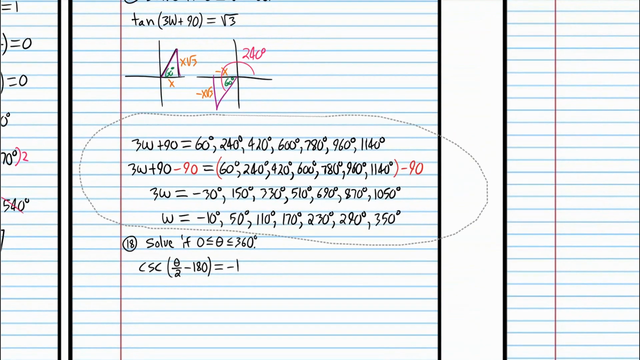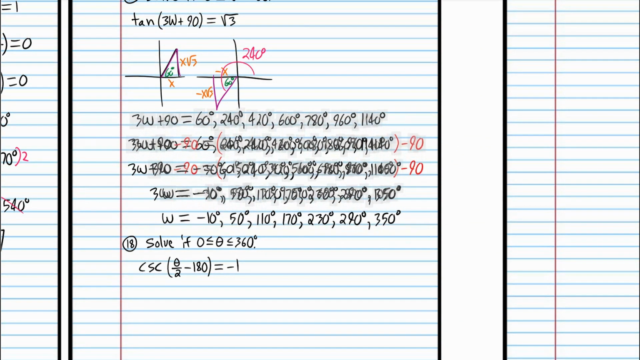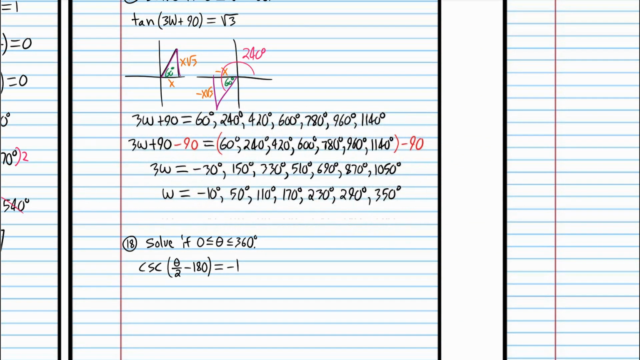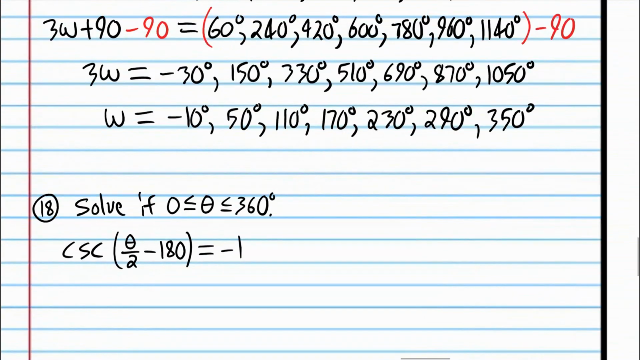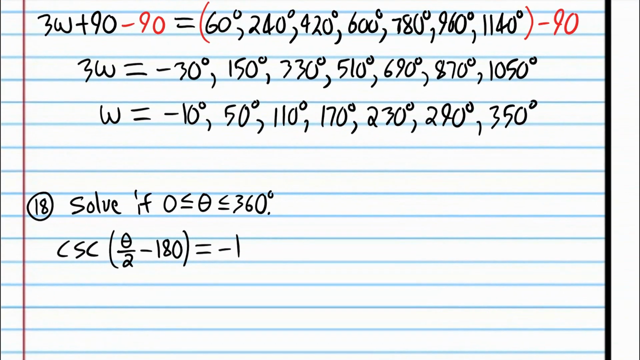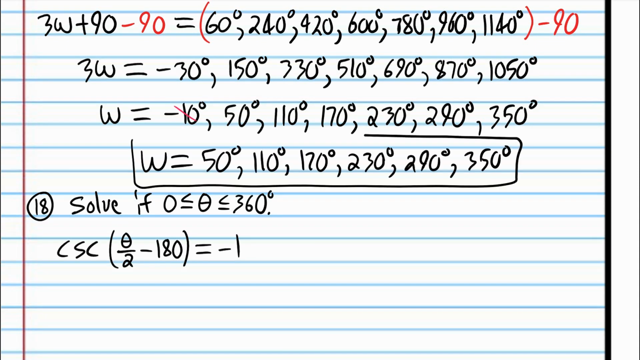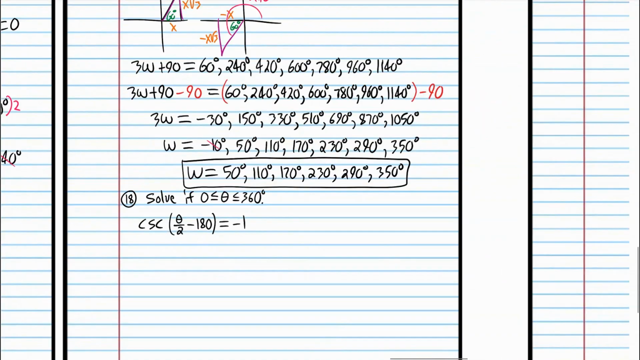Now you don't have to keep rewriting all this. In fact, you don't have to write any of this. You can actually just write this step, and you can do the rest in your head. So don't be discouraged. I'm writing all this, so I'm going to cross out that negative 10. Not all of these problems are going to have so many solutions.